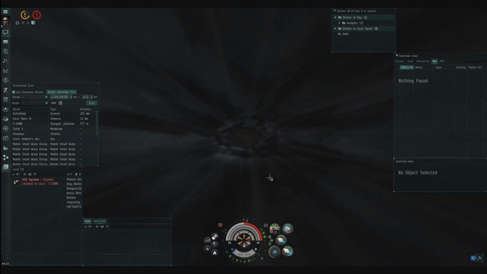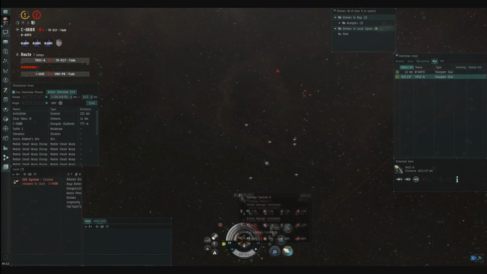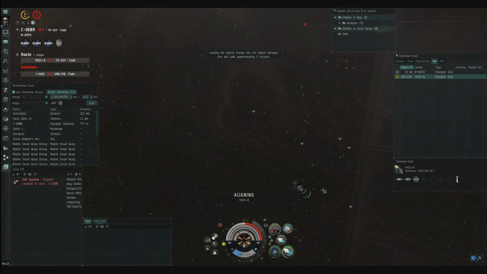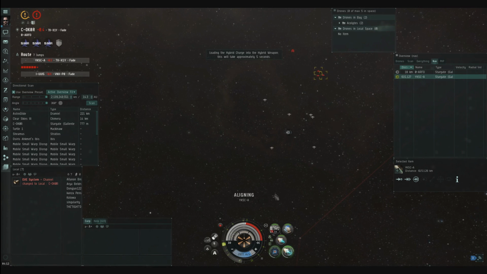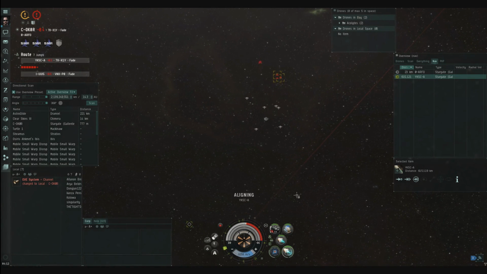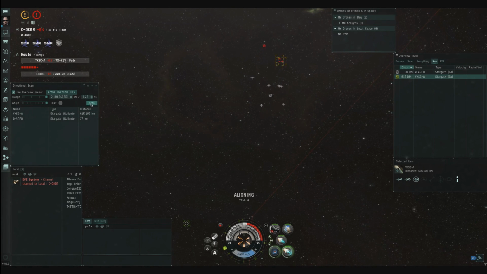Now pay attention to, on my overview there, I've got velocity and radial velocity. Now a lot of people ask me, why don't you have... I'm just burning 100k off gate here. And in case the Dramiel jumps in, I'm going to switch to antimatter and try to kill the Dramiel. A lot of people ask me, what's the difference between radial and transversal? Why don't I have transversal?